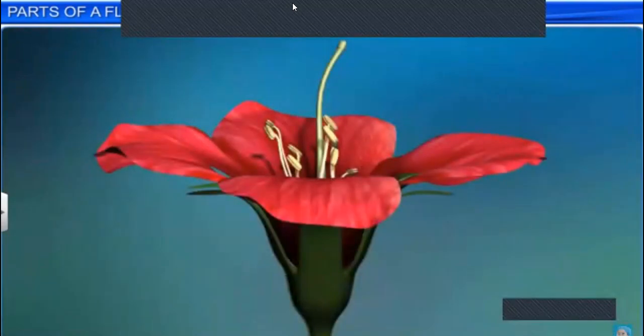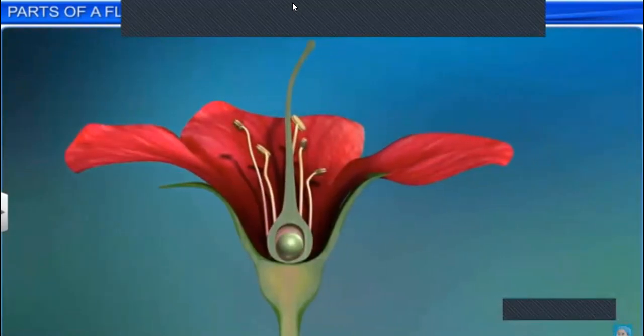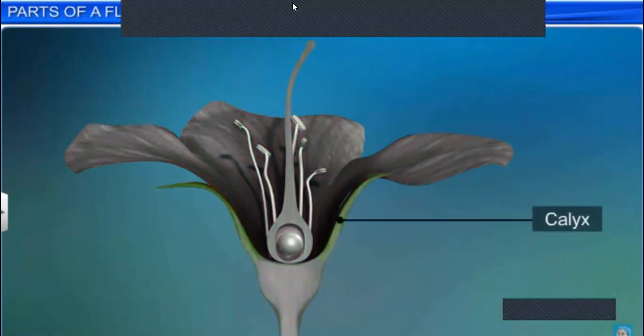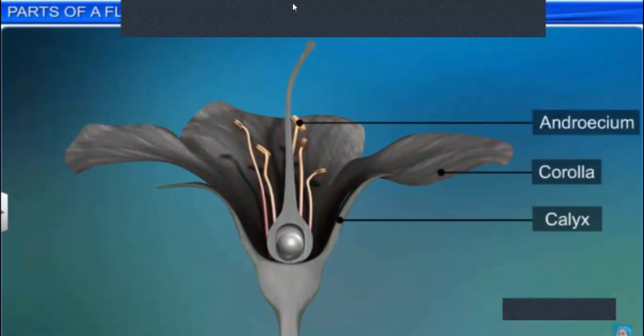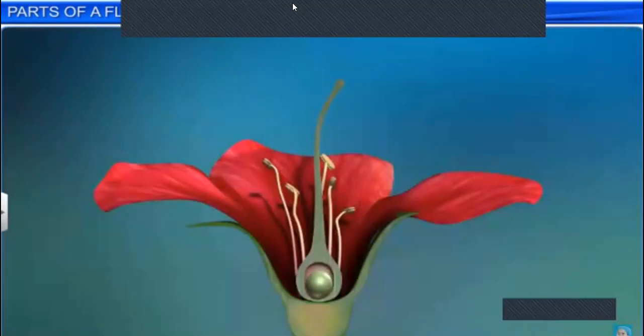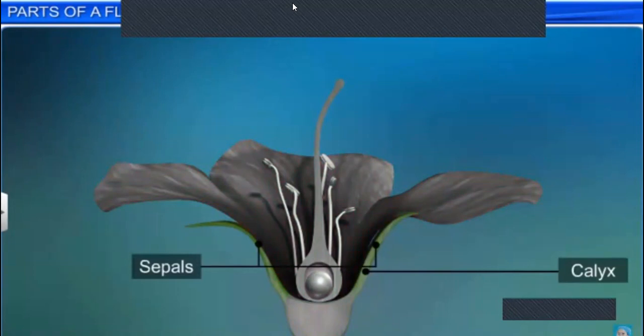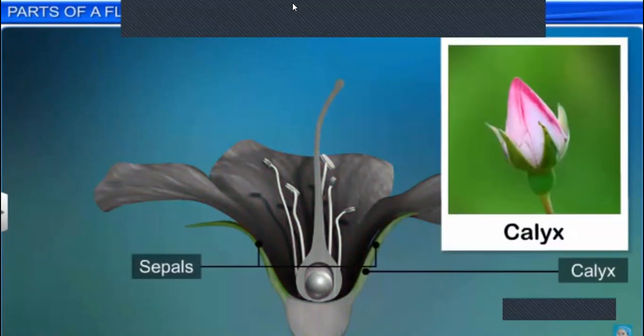Typically, a flower has four whorls: calyx, corolla, androecium, and gynoecium. The outermost whorl is the calyx, which consists of sepals that are green, leaf-like structures that protect the flower in its bud stage.